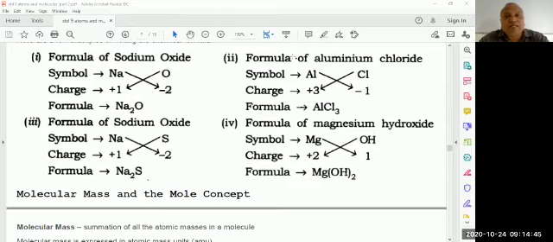The same way, the second example you can see on the screen, aluminium chloride. Symbol of aluminium Al and chloride, meaning negative ion, Cl. Valency of aluminium +3 and chloride -1. So crossover, Cl has 3, Al has 1. So AlCl3. The same way, the formula of sodium sulfate, beta.